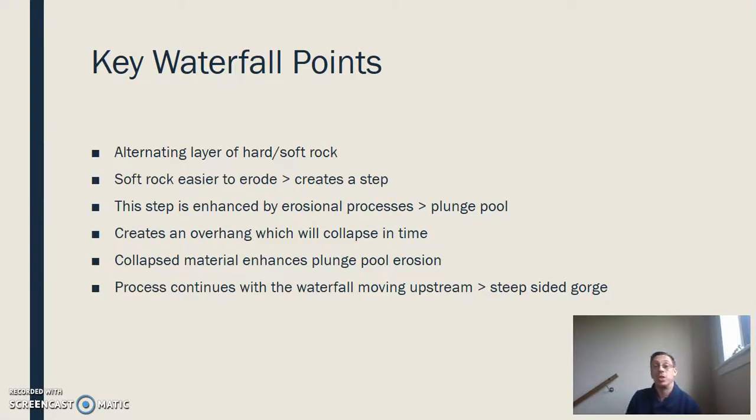That material, because it's collapsed and filled the plunge pool with lots of boulders and pieces of rock, can be jostled about by the force of the water as it falls in after it, and that makes the plunge pool even deeper. That enhances the erosive power of the river at that particular point. That process continues, and the waterfall basically steps back upstream. As it does so, we get a steep-sided gorge forming. So you get a valley with two very steep sides and a waterfall at the back. If you look where that valley starts, that's the original position of the waterfall.